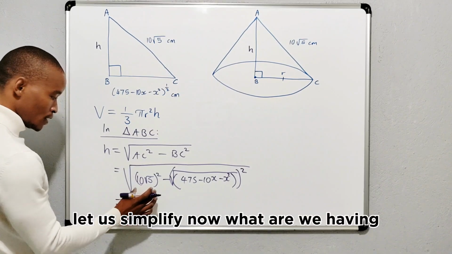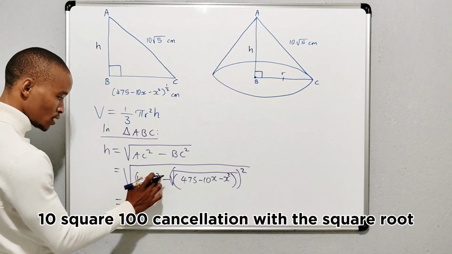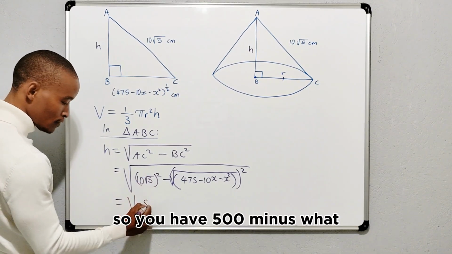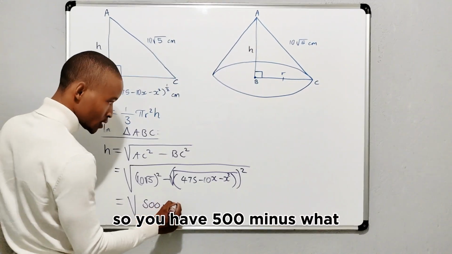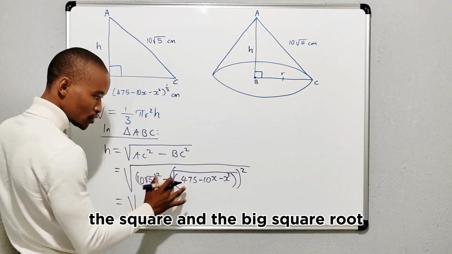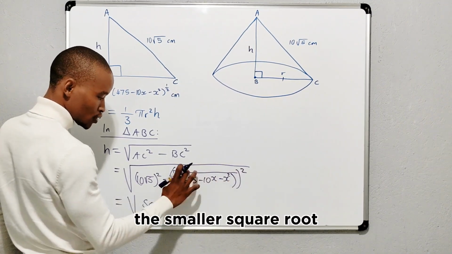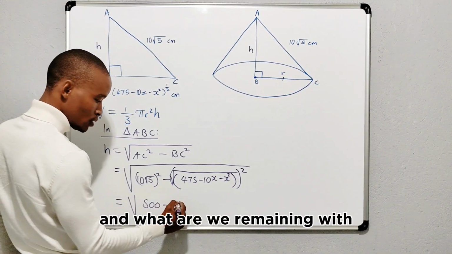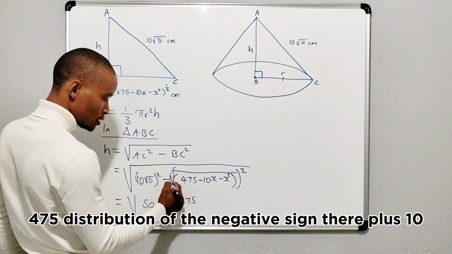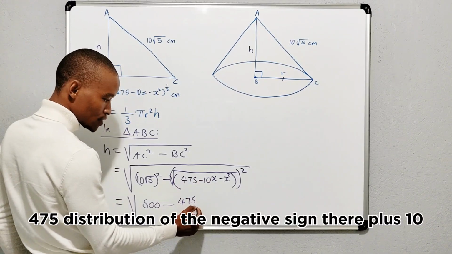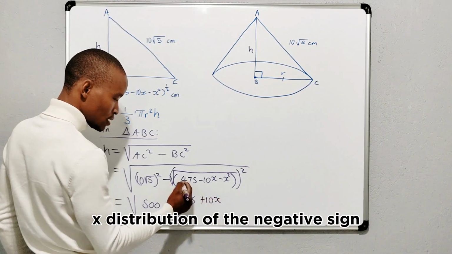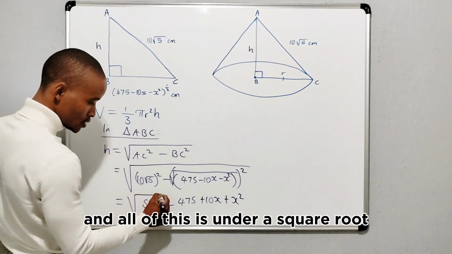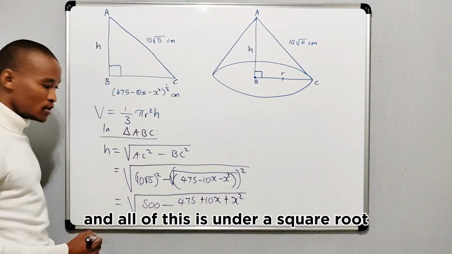What's going to happen here? 10 squared is 100. With the cancellation of the square root and the square, the 5 will remain. So you'll have 500 minus what? The square and the smaller square root, this expression will cancel out. And what are we remaining with? 475, with the distribution of the negative sign, plus 10x, plus x squared, and all of this is under a square root.